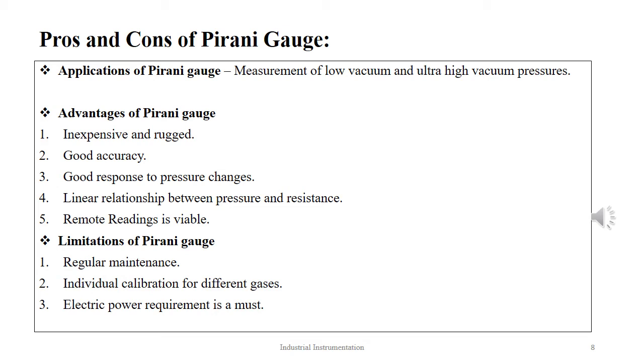The advantages of the Pirani gauge are that they are rugged and inexpensive, they give accurate results, they have good response to pressure changes, the relationship between pressure and the resistance is linear for a range of use, and the readings can be taken from a distance. However, the limitations of the Pirani gauge are that regular maintenance is needed. The Pirani gauge must be checked very frequently. The Pirani gauge must be calibrated for different sets of gases, and electrical power is a must for its operation.